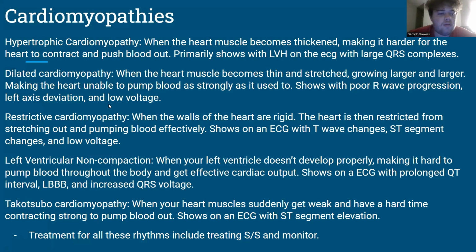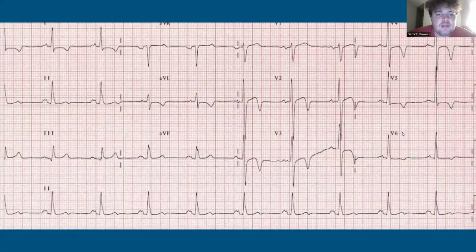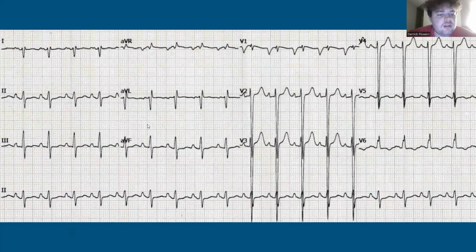This is poor R wave, low voltage, left axis deviation. So if you look here, you have left axis deviation here. Actually, no, you don't. You have right axis deviation. Okay. Well, this is dilated cardiomyopathy. The only reason why is because if you notice in V2, V3, V4, they all have long QRSs. The ventricle is stretched out, right?